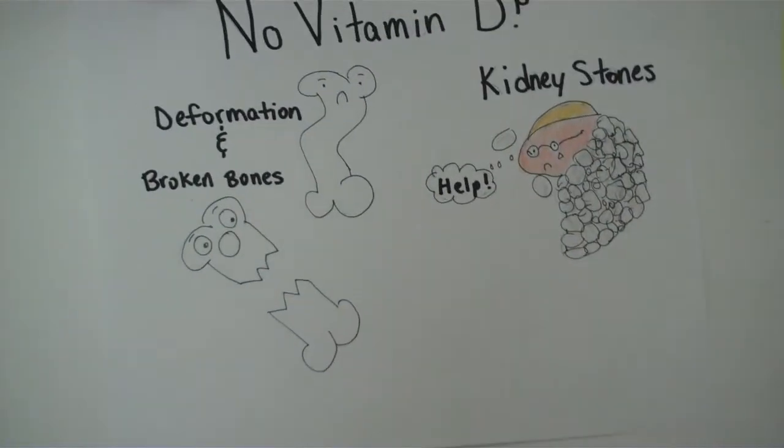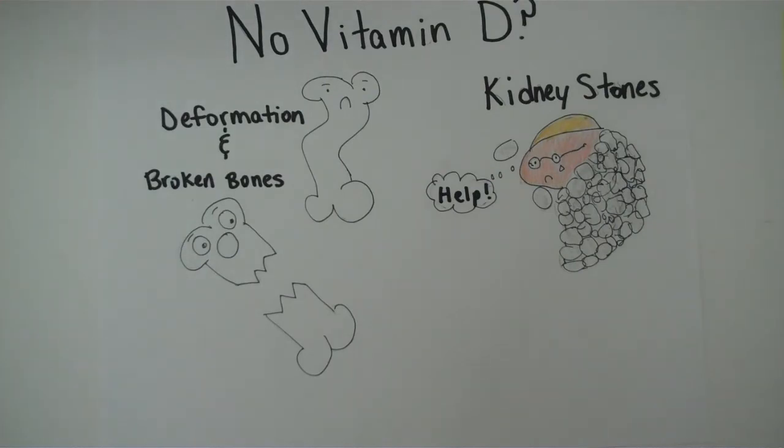Problems with the parathyroid gland could cause improper bone formation because of a lack of vitamin D, or too much breakdown of the bone, or stone-like structures in the kidneys because of abnormally high calcium levels.